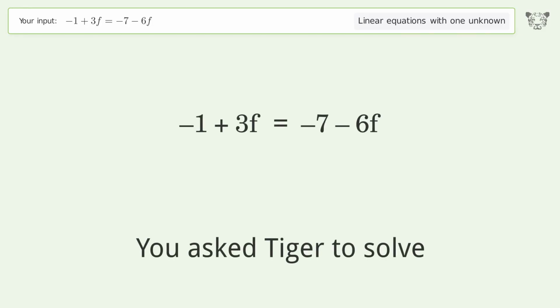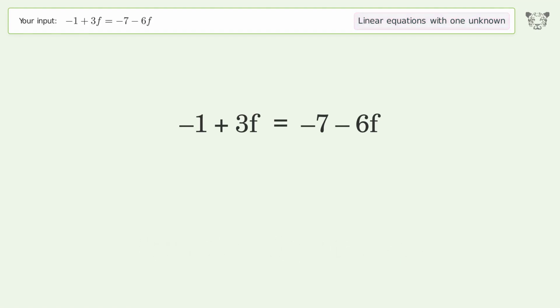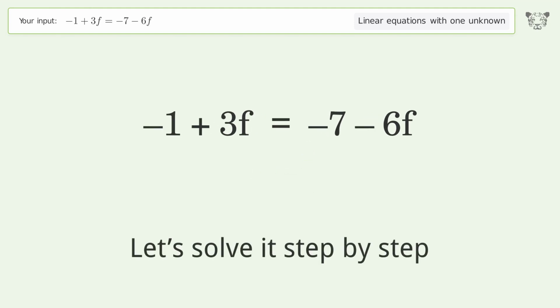You ask Tiger to solve. This deals with linear equations with one unknown. The final result is f equals -2/3. Let's solve it step by step.